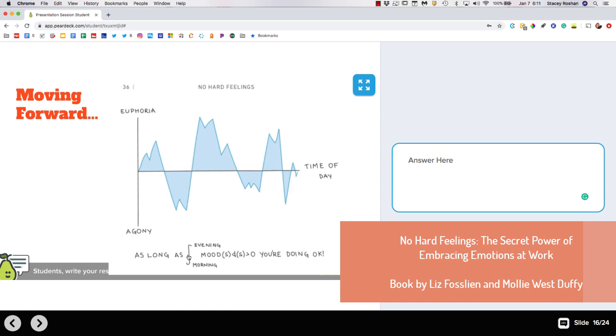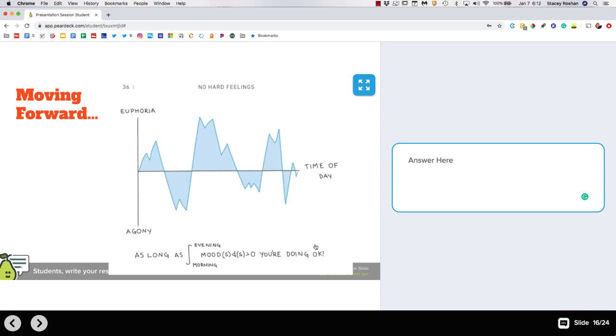As long as the integral between morning and evening of mood function of s ds is greater than 0, you're doing okay. And so what does that mean? I guess that this is her mood function, and then the area under the mood function, as long as it's greater than 0, it's greater than 0 as long as what's above the curve is greater than what's below the curve, right? Because the integral is going to be measured by whatever is above minus whatever is below. And so you want that to be positive. You want the euphoria to be greater than the agony. So I thought that was kind of cute.